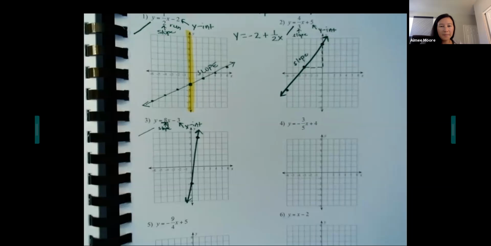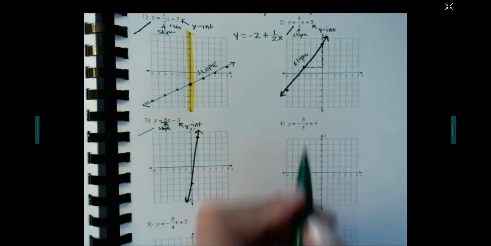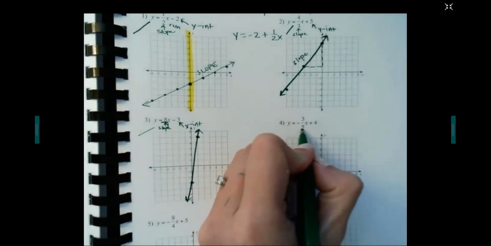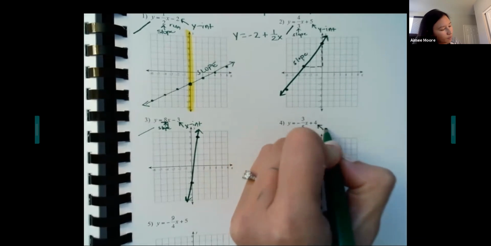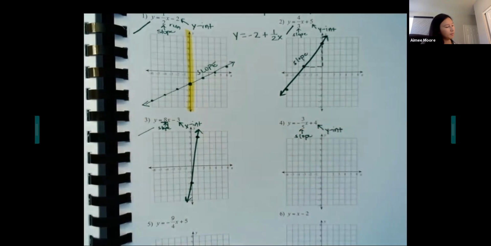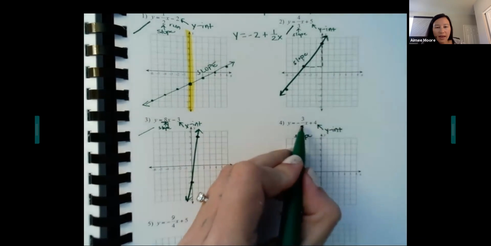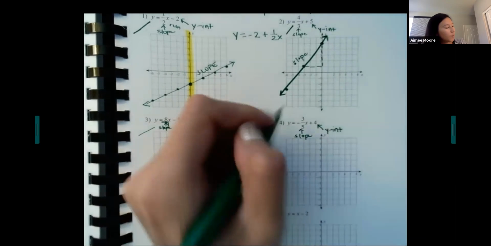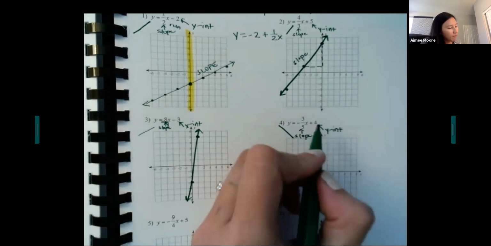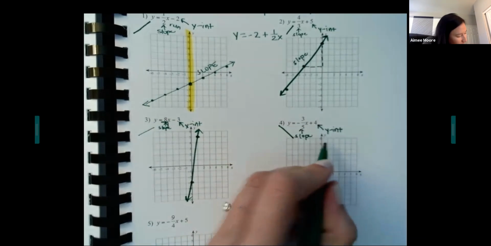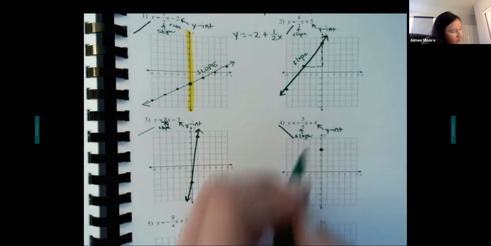Questions on number 3? No. Okay, moving on to number 4. So we have our slope, which is -3/5, and we have 4, which is our y-intercept. So now we finally have a negative slope. So our line's going to be going down. So first we graph our y-intercept at 4. So we find 4 on the y-axis.